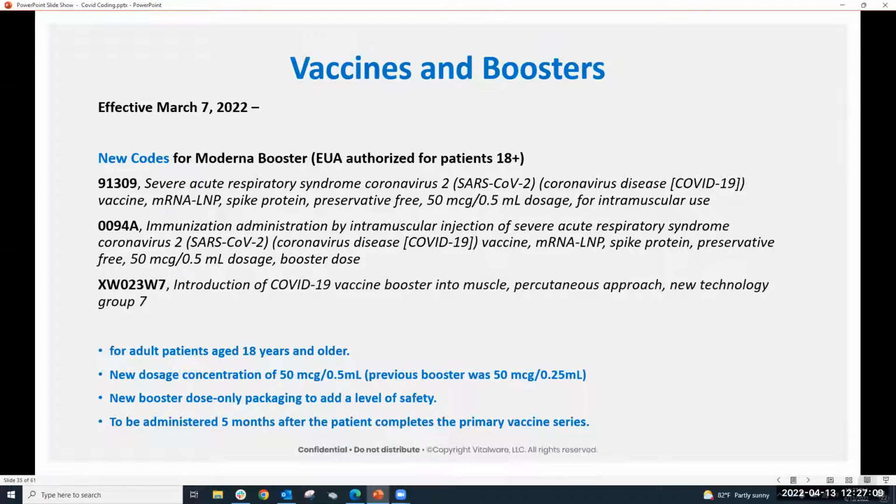It is a new dosing concentration, and it has a booster dose only packaging to use as a safety measure, because the booster at the time was being pulled from primary dose vials. So they did this new packaging as a way to avoid mix-ups when giving this.